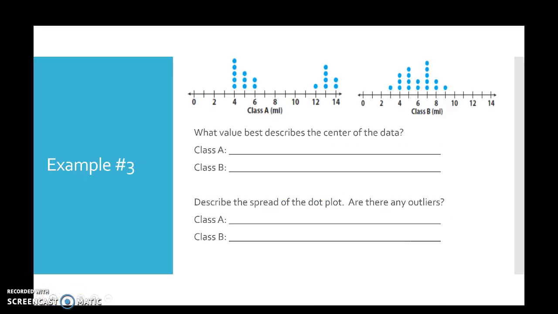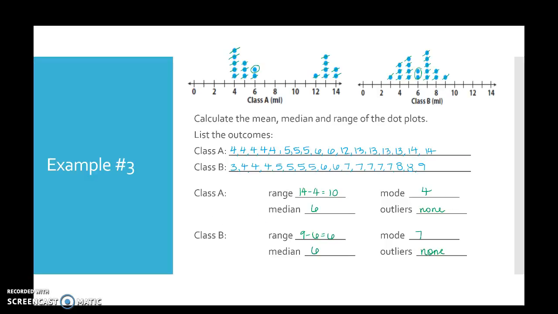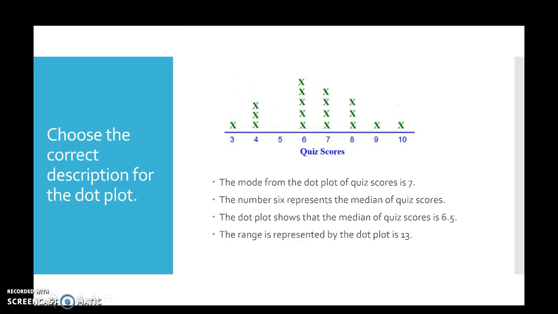Alrighty, so I'm going to fill it in and let you guys check. Alright, so go ahead and take a look. So both graphs are centered at 6. The spread is from 4 to 14 on A and 3 to 9 on B. Alright class, press pause and check your work, and then do this last problem. This is how you'll see it on a test. Good luck on it.